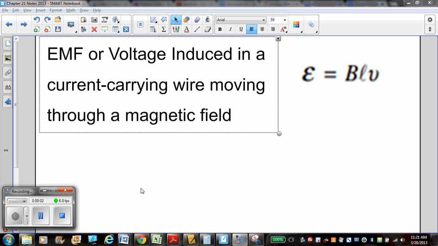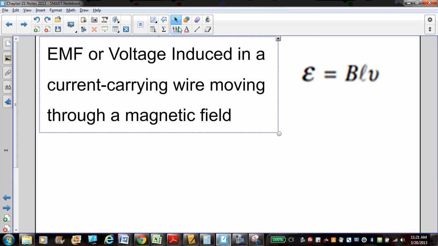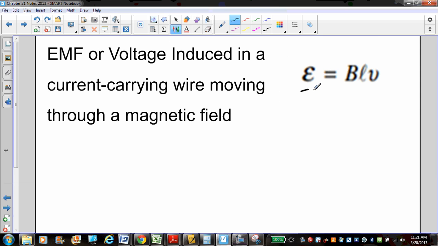We have one more formula to talk about, and that's the EMF or voltage induced in a current carrying wire that is moving through a magnetic field. In this formula, we have EMF, cursive E, B is the magnetic field in Tesla, L is the length of the wire in meters, and V is the velocity of the wire.